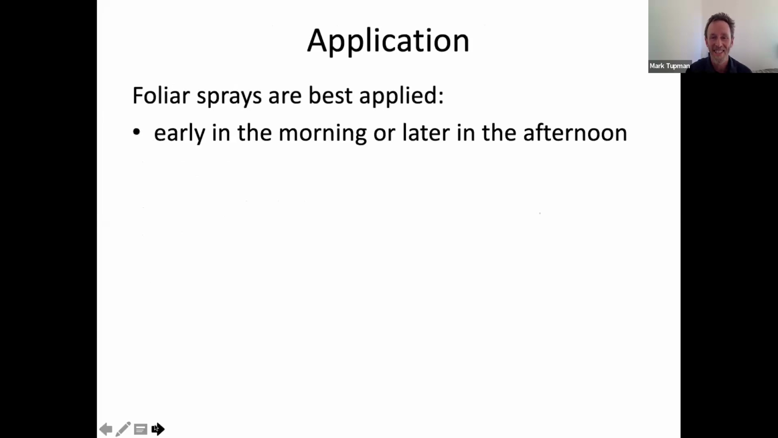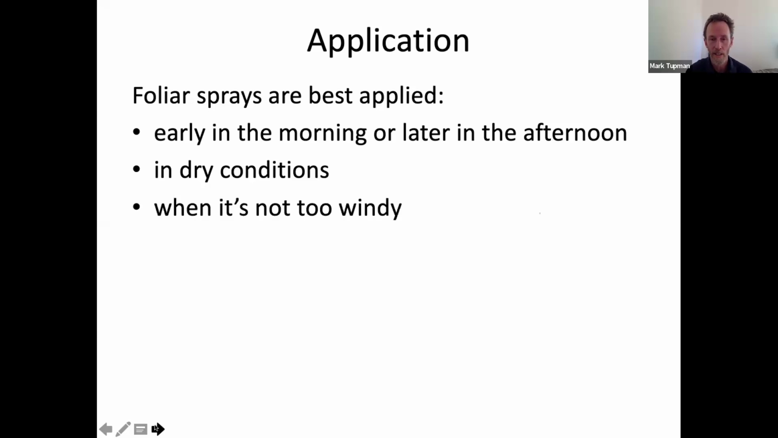This is actually the last one. It's important to spray early in the morning or later in the afternoon. Leaf stomata generally open at that time of day, so you get better uptake. They are one of the pathways for uptake. You obviously want to put them out in dry conditions, because you don't want your foliar spray to be washed off straight away. And not too windy, so that you can get it onto the leaves where you're trying to target.